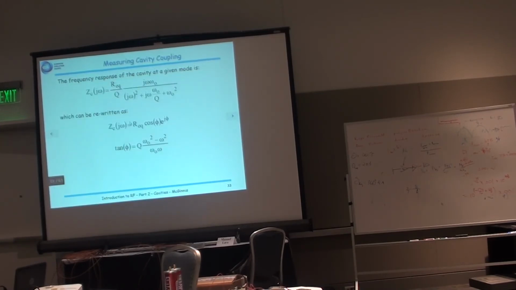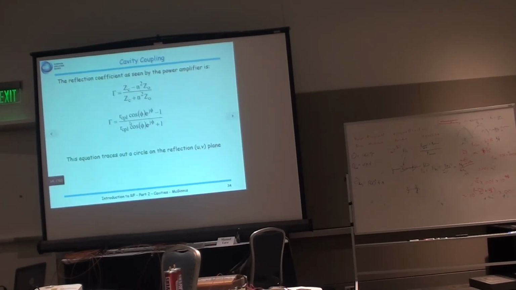Okay, so now, how do we measure the cavity coupling? The frequency response of the cavity at the given mode is given by this, which we can actually rewrite in a nice, even simpler formula. It's given by R cosine phi e to the j phi, where phi is given by the frequency and the Q. So this is just a parameter phi here. This makes life really easy to do. This is complicated, this is easy.